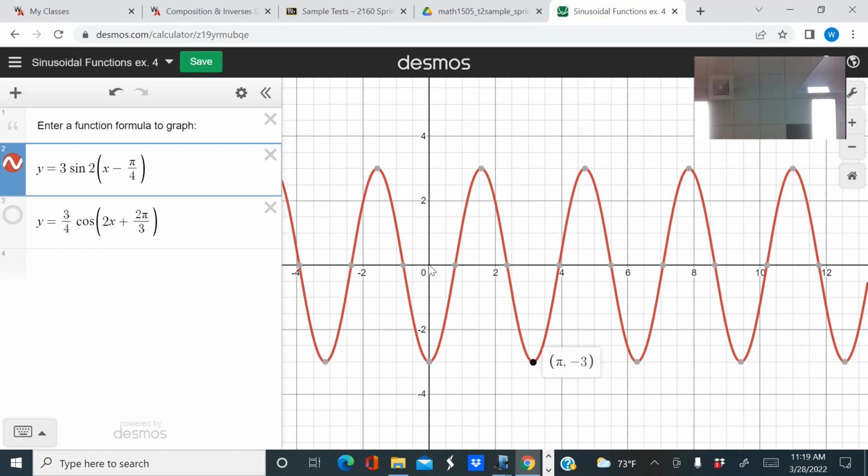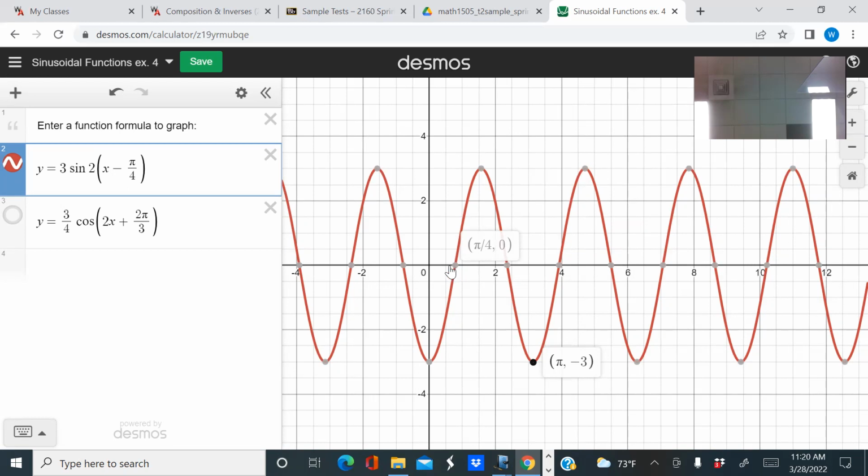But normally, where does sine begin? At 0, right? Okay. But here, where does it hit 0 the first time? Pi over 4, right? Okay. So that means we've shifted that first x-intercept from 0 over to pi over 4. So that isn't the correct phase shift, right? It's been shifted to the right by pi over 4.